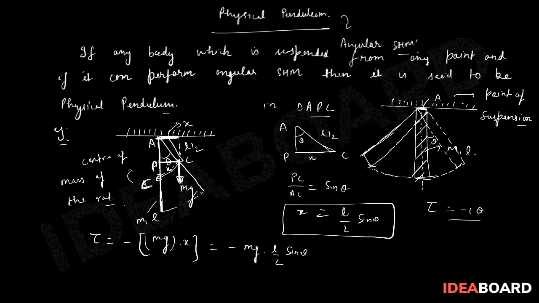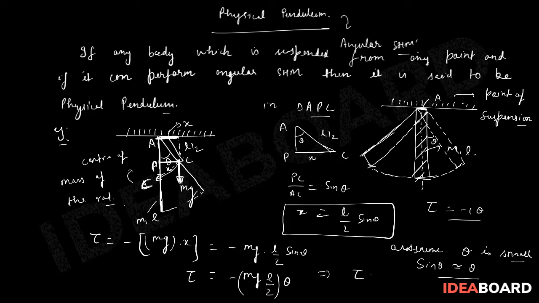Perfect. Now here we have to assume similar things. Theta is small, as we have seen in simple pendulum. If that is true, then sine theta is approximately equal to theta itself. And then I can write this as minus mg into L by 2 into theta. So obviously this will become C, because we can compare torque is equal to minus C theta. So that is going to be the minus C theta.